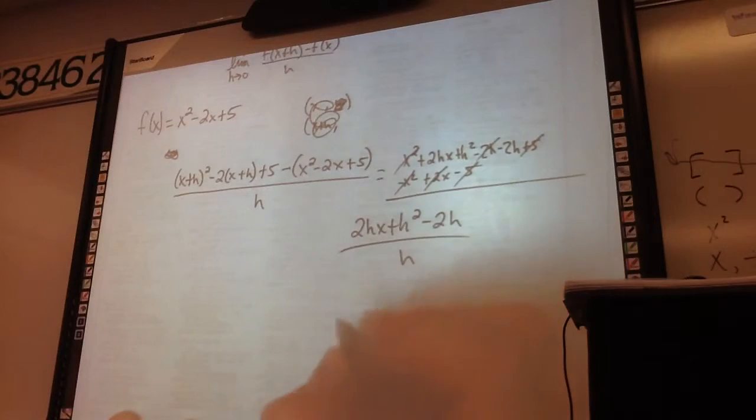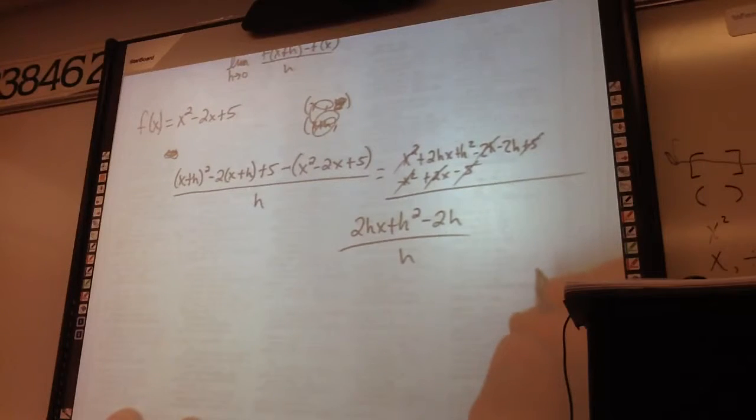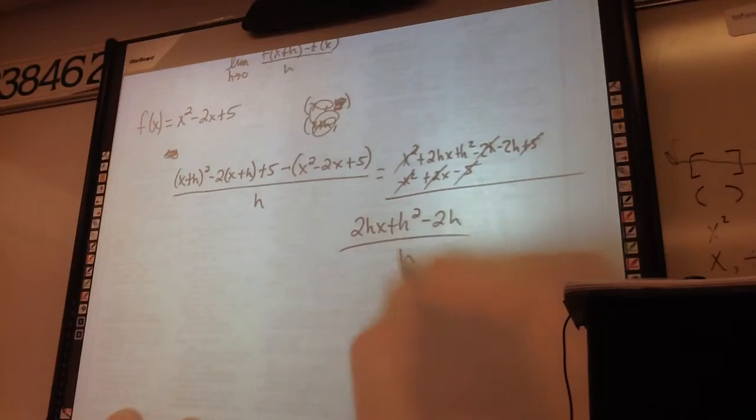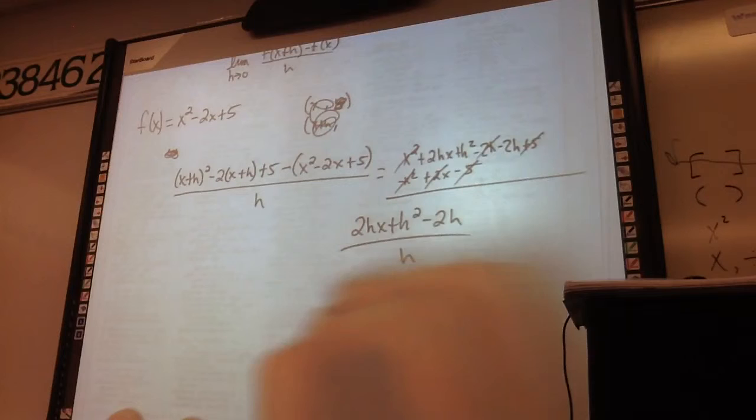So divide an h out. Am I going too fast? A little. You're writing too much. Just divide the h out and what do you get? 2x plus h minus 2.